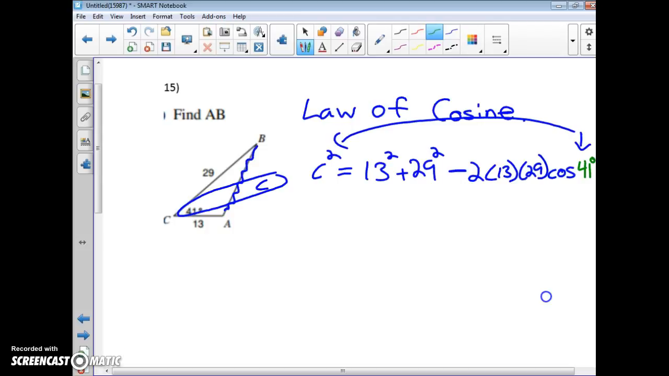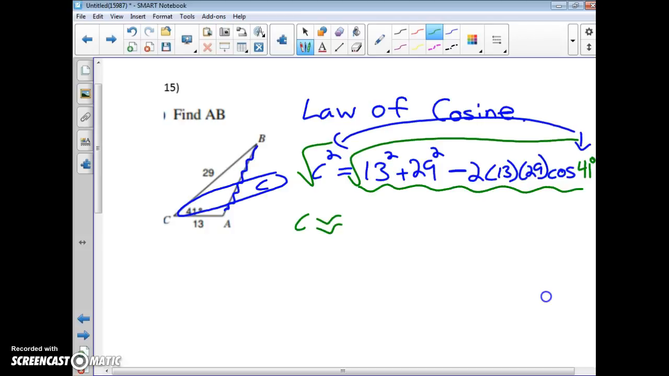From here, I don't want to know what c squared is. I want to know what c is. So I'm going to take the square root of both sides. So I've got c being about, and at this point, I'm going to punch all that in.